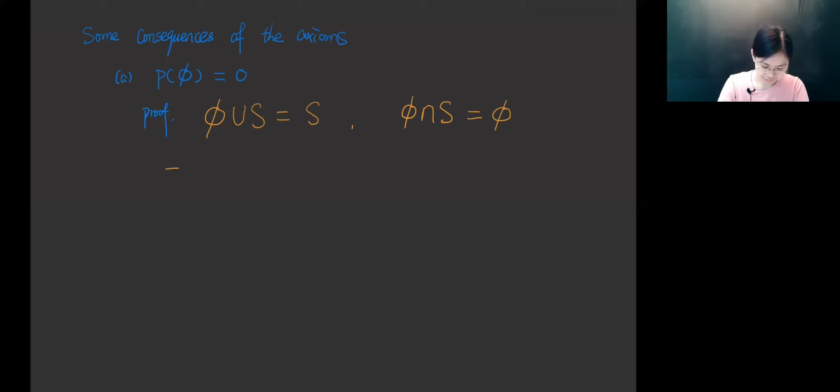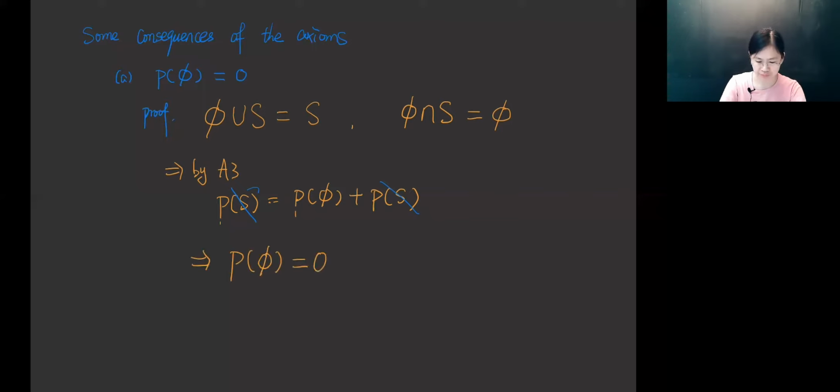Therefore, by axiom 3, probability of the sample space equals the probability of the empty set plus the probability of S. Now you can cancel out P of S on both sides of the equation, and we obtain the desired equation. P of the empty set equals 0. That's the first consequence of the 3 axioms of probability.